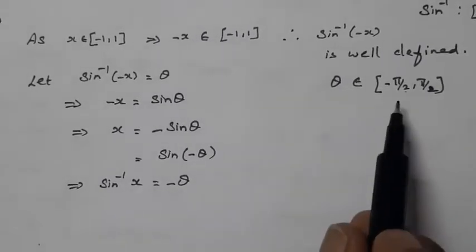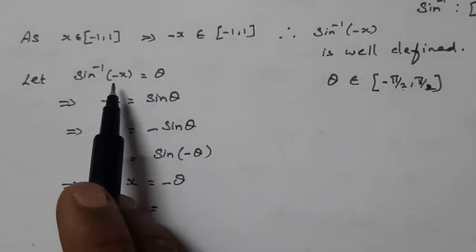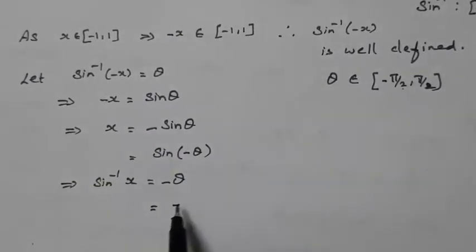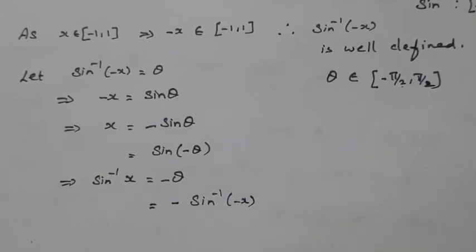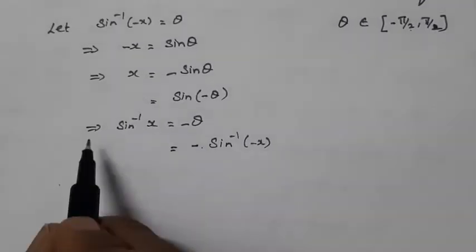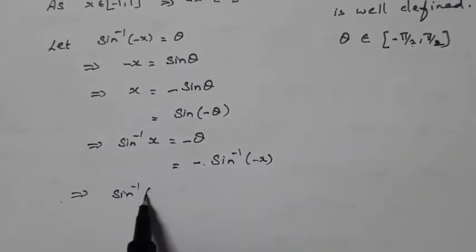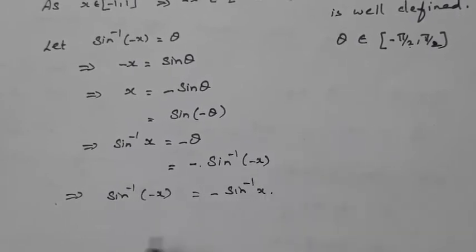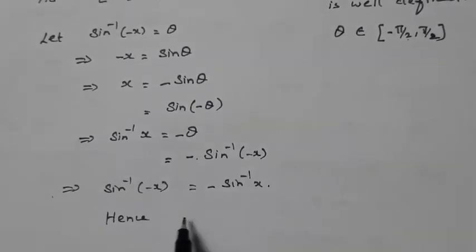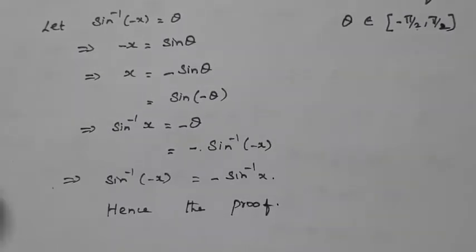Now clearly theta belongs to this range, and therefore we can replace theta with sine inverse of minus x. So sine inverse of x is equal to minus of sine inverse of minus x. Now move this minus to the opposite side, and this implies that sine inverse of minus x is equal to minus sine inverse of x. Hence the proof. Do you understand this?